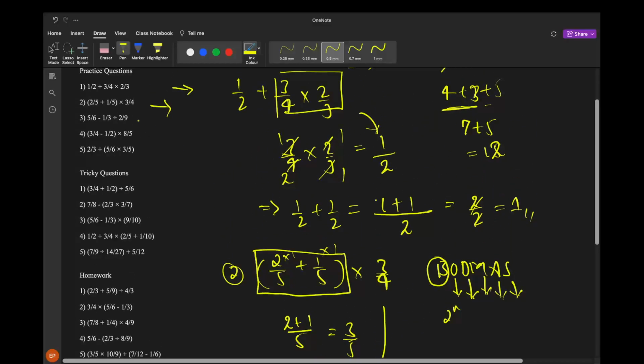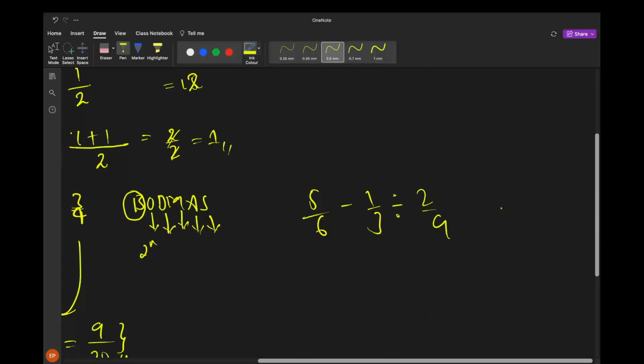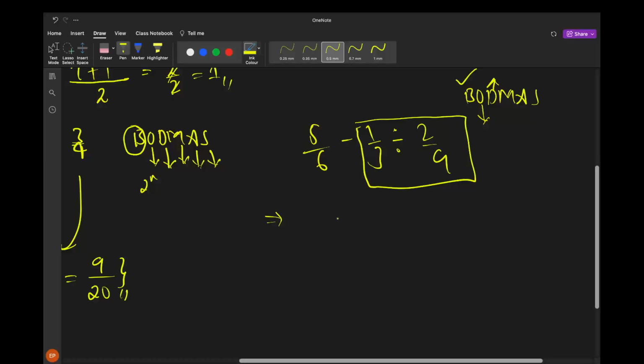next comes 5 by 6 minus 1 by 3, division 2 by 3. Let me write here 5 by 6 minus 1 by 3, division 2 by 9, right? See here, in BODMAS there is no bracket here, right? There is no order, but division is there, so we have to do division first, means this part we have to solve first. 1 by 3 division 2 by 9.